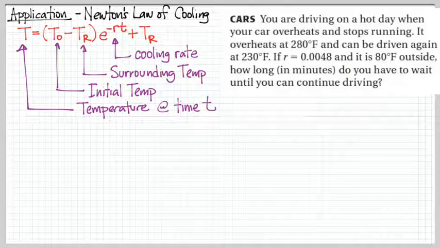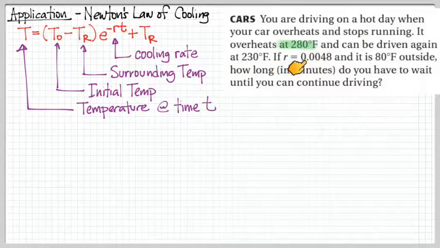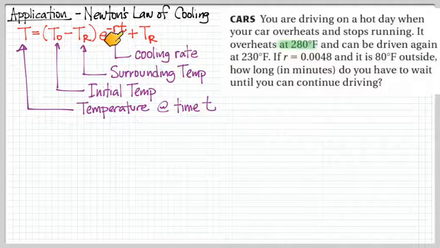So let's look at an example. We have a car, and it overheated, and it overheated at 280 degrees. That's our initial temperature. It can be driven again once it hits 230 degrees. If the cooling rate is 0.0048 and the outside room temperature is 80 degrees, how long will it take? So we want to find T here. How long will it take before you can continue driving?